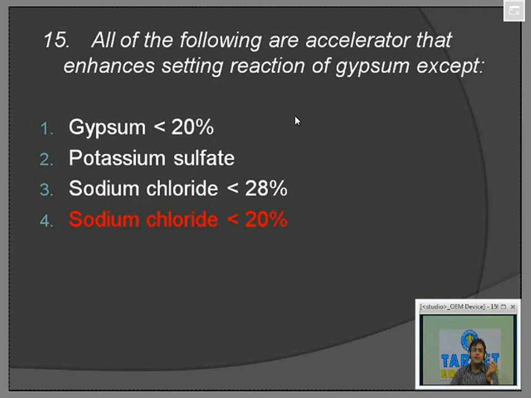All the following are accelerators that enhance the setting reaction of gypsum except. The answer is sodium chloride in a concentration less than 20%. This acts as a retarder. All the others, gypsum less than 20%, potassium sulfate and sodium chloride less than 28%, sorry, are accelerators.